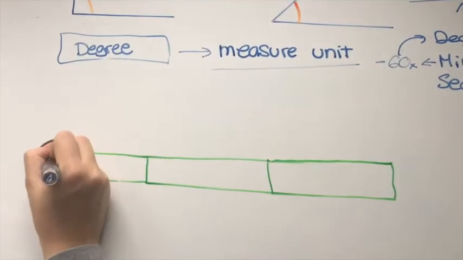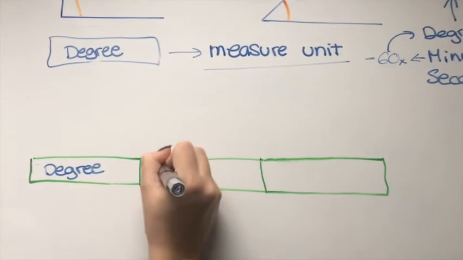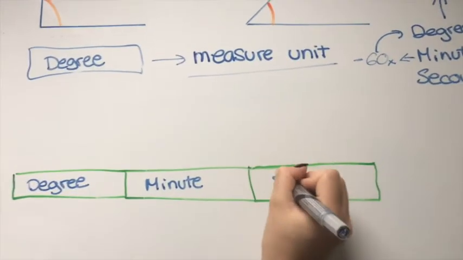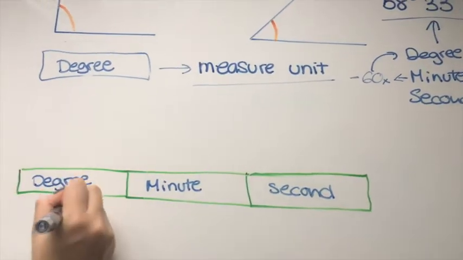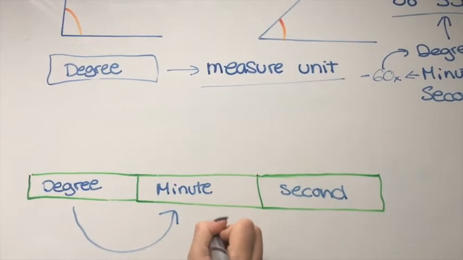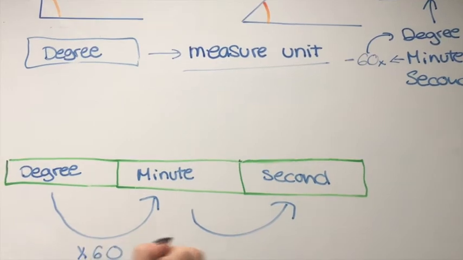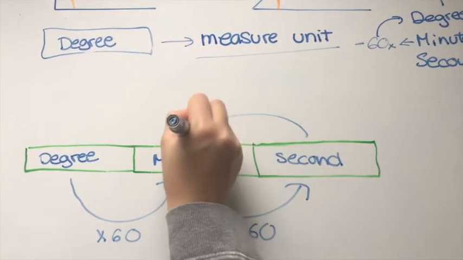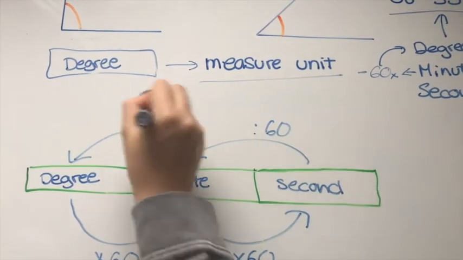So now we are going to make another scheme as the one before. Therefore, we will place first the bigger units and then the smaller. So we write the degree, the minute, and then the second. Now we know that when we want to transform one quantity to a smaller unit, we will multiply it by 60. On the other side, if you want to transform one quantity to a bigger one, we will divide it by 60.